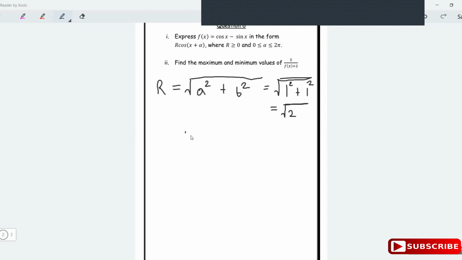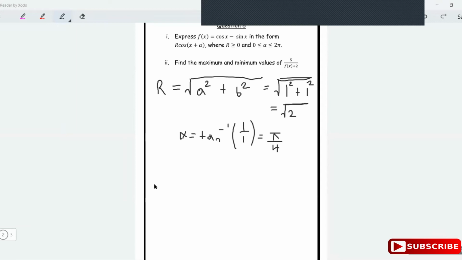Now alpha is going to be equal to tan inverse of b over a. So alpha is tan inverse of b, which is 1, over 1. Tan inverse of 1 over 1 is pi by 4. That is pi by 4. Tan inverse of 1 is pi by 4.